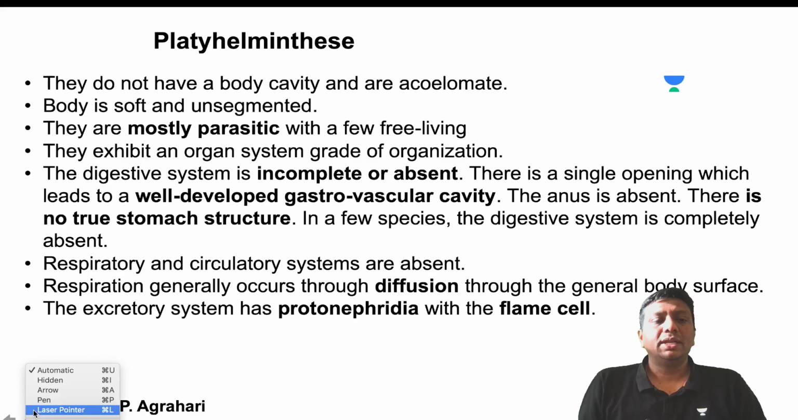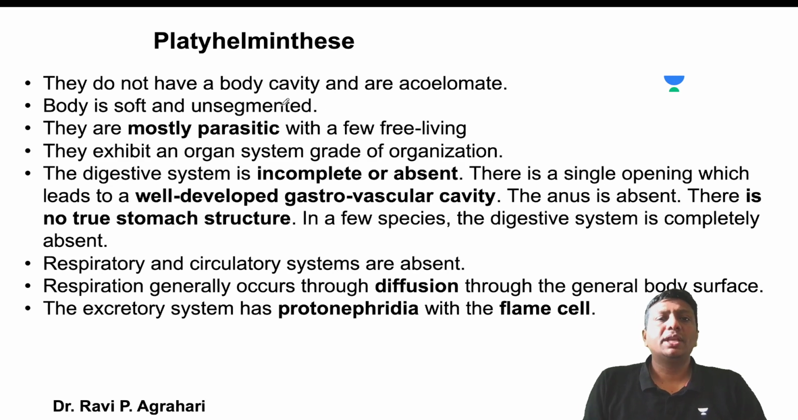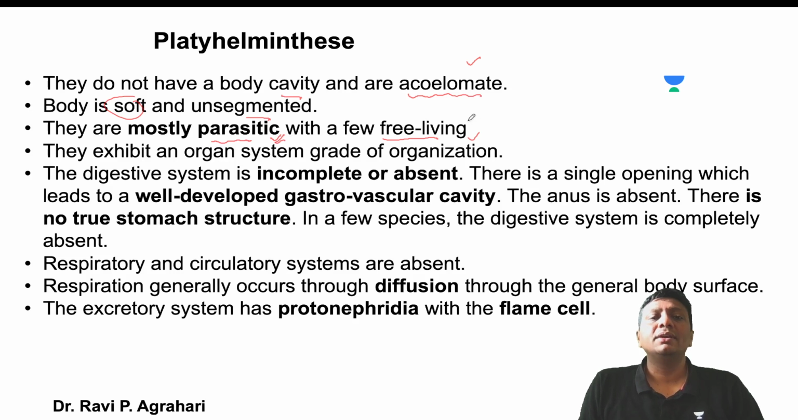Now we come to the next, Platyhelminthes. Platyhelminthes, the organism is plate-like, flat-bodied animal, guys. They do not have a body cavity. So there is a reason they are acoelomates. Acoelomate, no coelom is there, cavity is not there. Body is very soft and unsegmented. Mostly they are parasites, and even then a few of them are free living. Some of them take nutrition from other organisms, mostly parasitic, but some of them are free living.